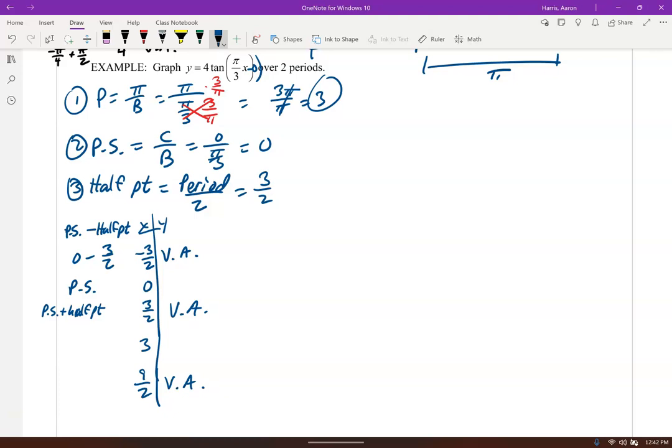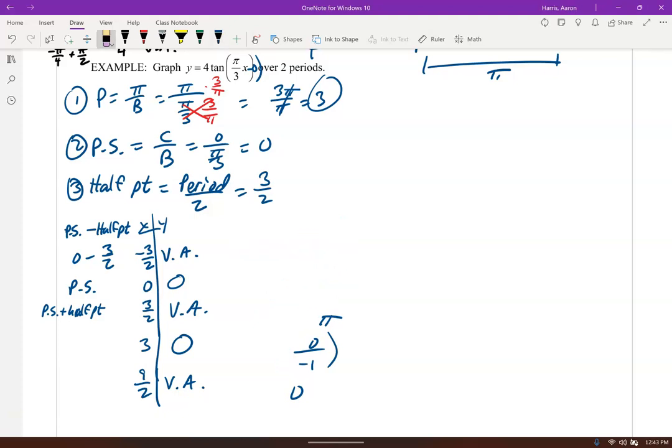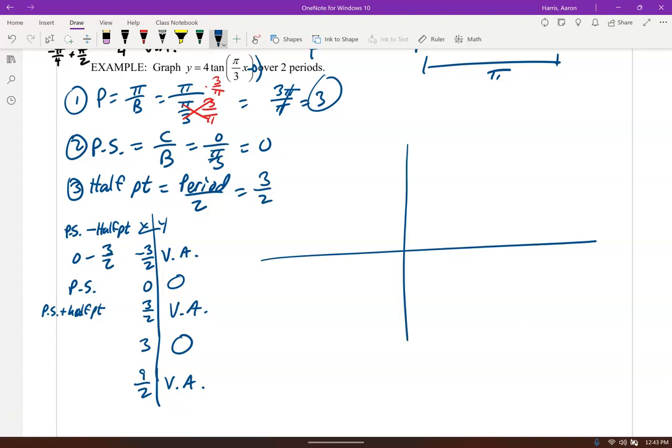Let's throw in the 3, but we could throw in 0 too. So y equals 4 tangent pi thirds times 3. So we got 4 tangent of 3 pi over 3, which is just pi. Tangent pi is sine of pi over cosine of pi. Sine of pi is 0. Cosine of pi is negative 1. 4 times 0 is 0. So that gives us that point 0. We could throw in 0 and we'd also get 0. So we've got our vertical asymptotes and we've got some intercepts here. We can go ahead and draw this pretty decently.